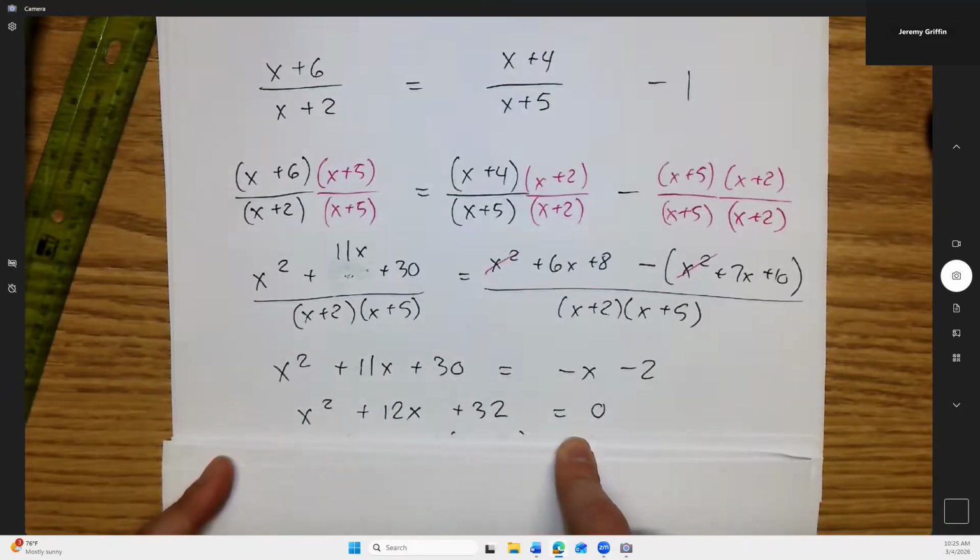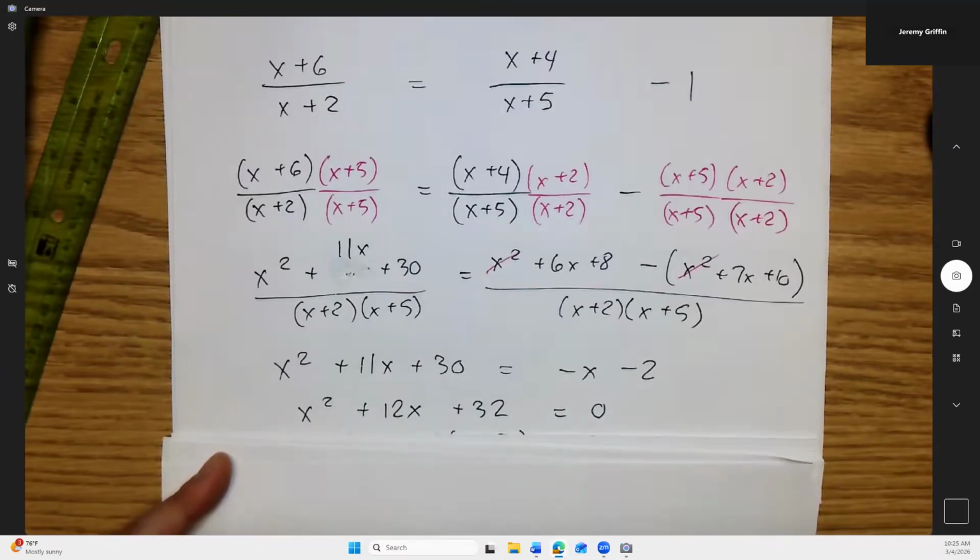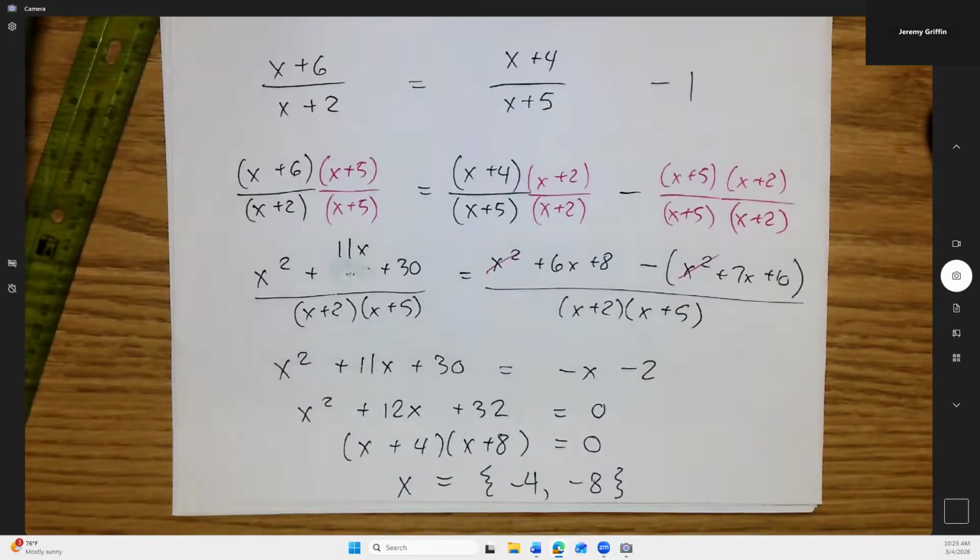Can you guys factor that? How does that factor? x plus 4, x plus 8? Yeah. Equal to 0. That means x could be equal to negative 4 or negative 8, because either of those would zero out everything. Right, you guys remember that whole process? Alright, so a bunch of little steps. You guys got that in your notes? Alright, looks like it.